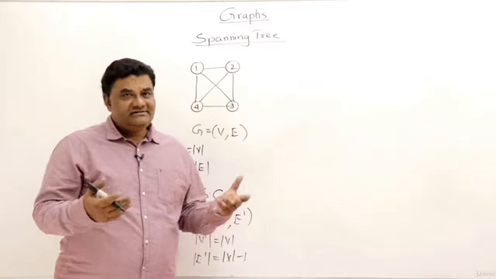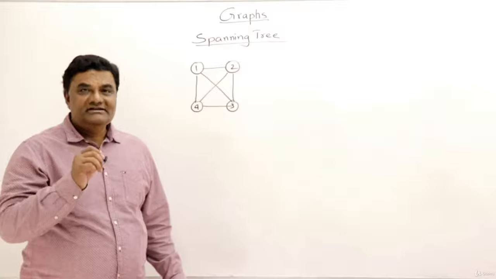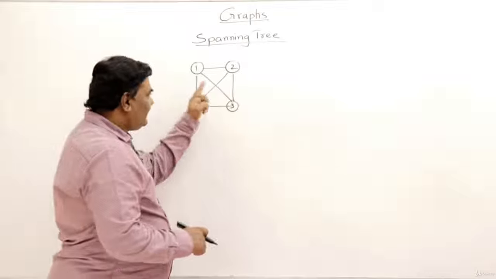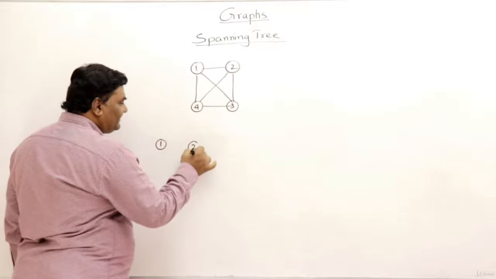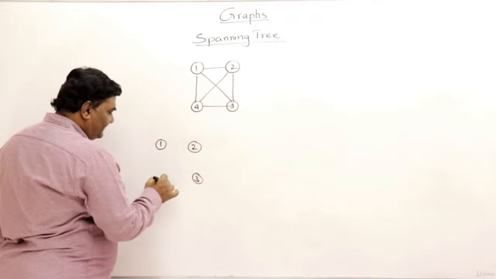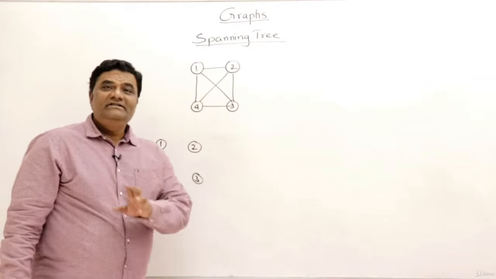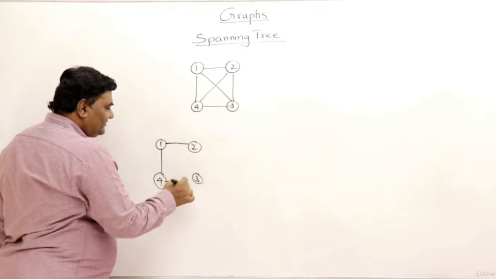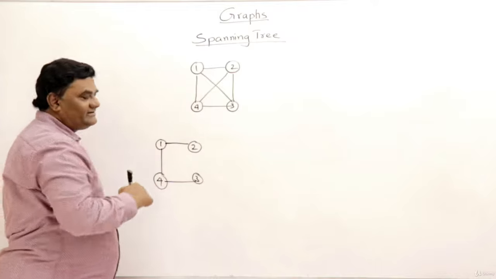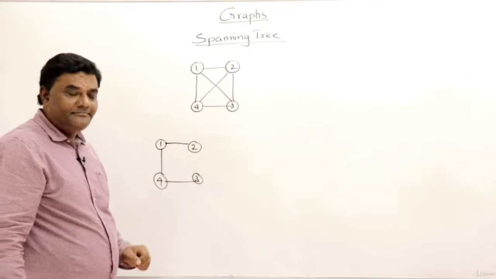Now let us understand it in simple terms. For this graph, I will show you what it means by spanning tree. This graph has 4 vertices, so I must take all 4 vertices. Okay, 4 vertices are taken. Then, as there are 4 vertices, I should take only 3 edges. 1, 2, 3. In total there are 6 edges, and I have taken only 3. This is a spanning tree.